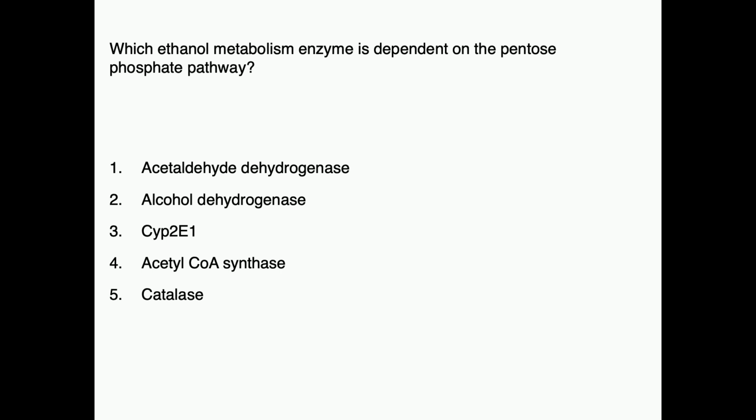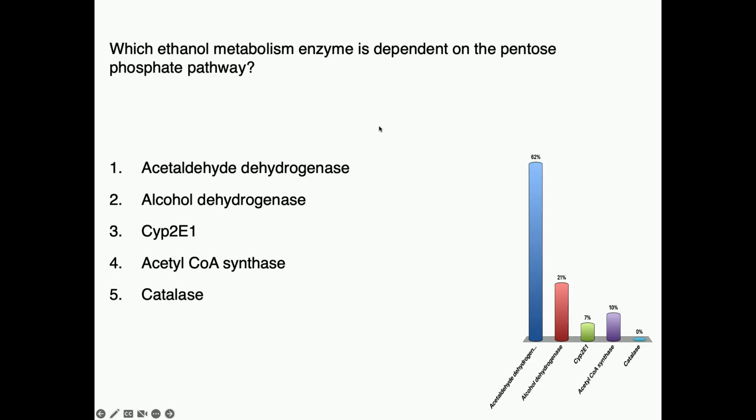Okay, so ethanol metabolism has a couple of different options depending on how much you drink. Alcohol dehydrogenase and acetaldehyde dehydrogenase are an oxidative pathway of alcohol metabolism. This is generating NADH. Both of these enzymes take an NAD plus and reduce it to NADH.